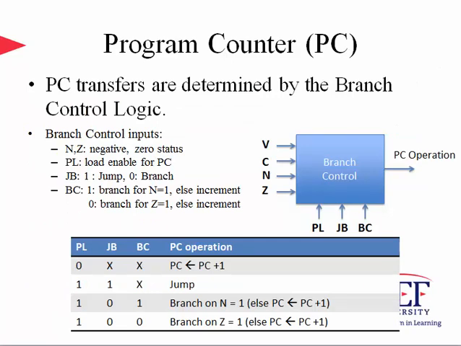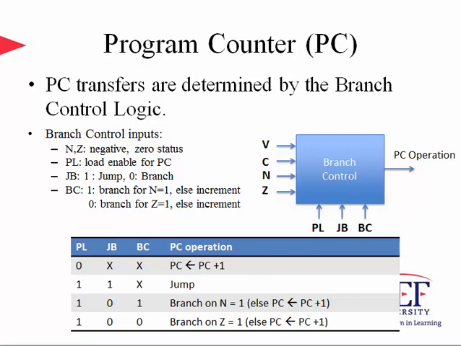The program counter is controlled by a separate unit called branch control. In order to determine the next program counter operation or the next memory address, we need to look at the status bits of the data path, which are N, Z, C, and V. N and Z are used to determine the negative or 0 condition. V and C can be used to indicate, for example, bad accuracy of the computation.